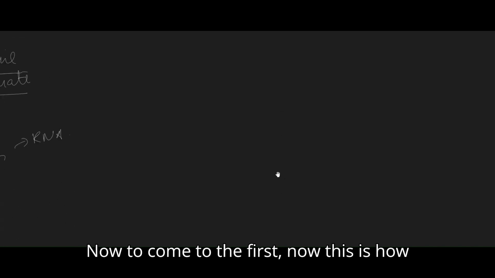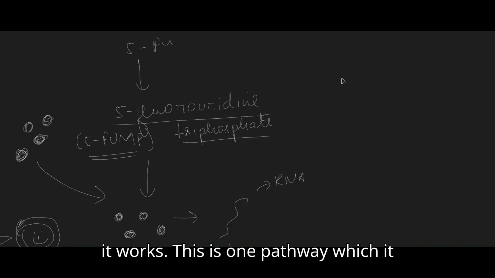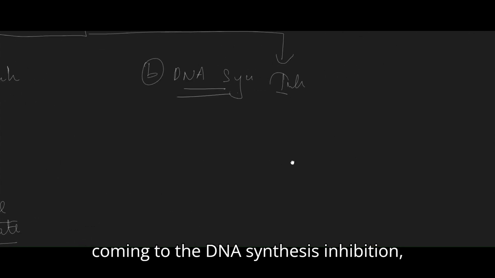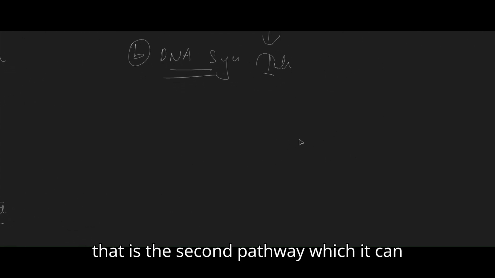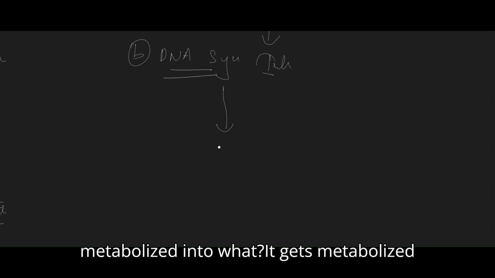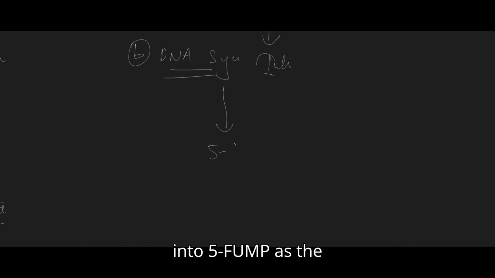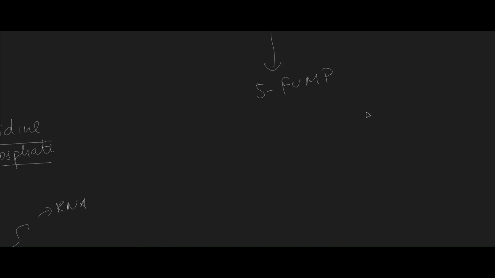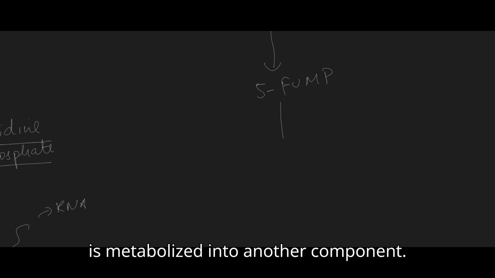Now to come to the first, now this is how it works. This is one pathway which it can take, RNA synthesis inhibition. Now coming to the DNA synthesis inhibition, that is the second pathway which it can choose. Now over here the drug gets metabolized into what? It gets metabolized into 5-FUMP as the previous one suggested. Now this is metabolized into another component.